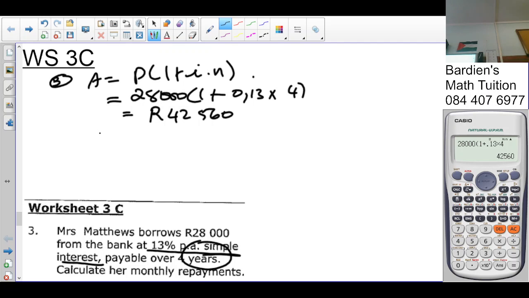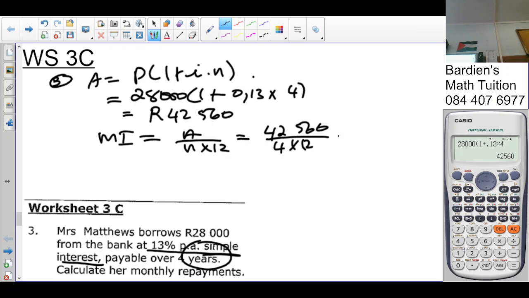Right, the monthly installment, how do we work out that? A over N times 12. So your A value is the final amount, 42,560 divided by how many years is this for? 4 times 12. Divided by 48. So divide that answer by 48. It gives me 886 rand and 67 cents. Okay. Understand here? Any confusion?